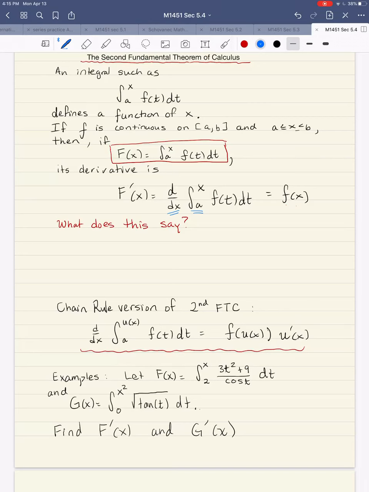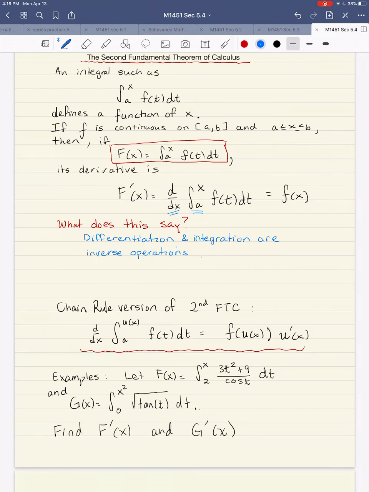They undo each other. The derivative of an integral is the integrand, just like the integral of a derivative is the integrand. Differentiation and integration are inverse operations. They cancel each other out when you act a derivative on an integral and when you act an integral on a derivative. They cancel each other out and you get the integrand back.